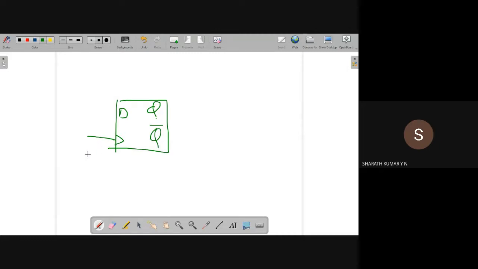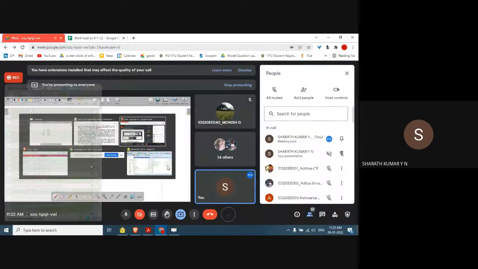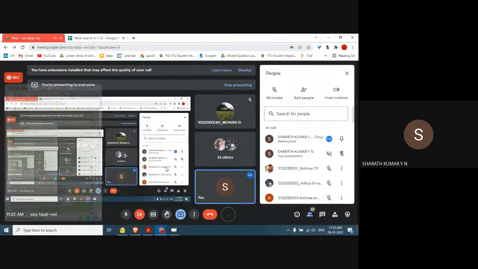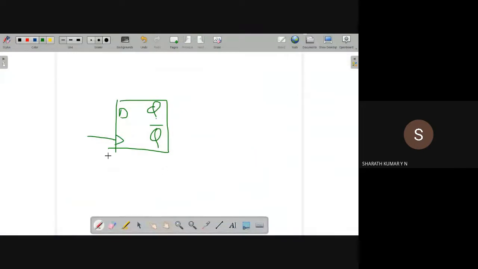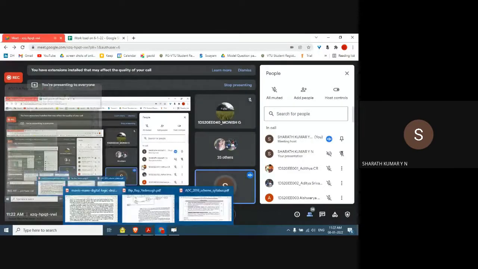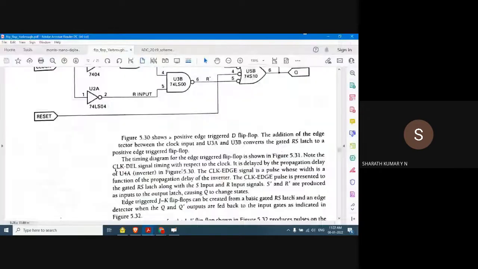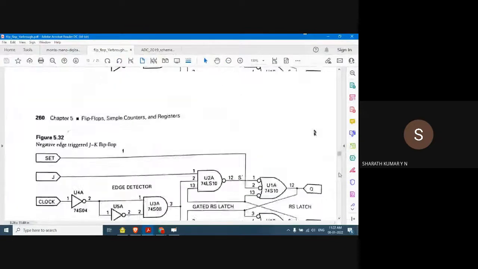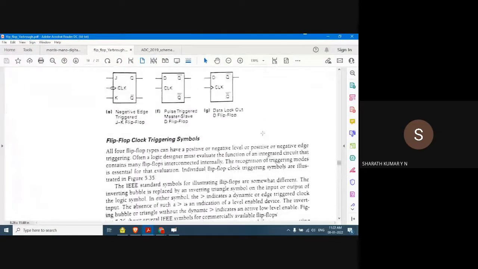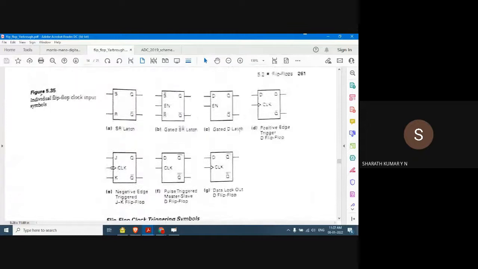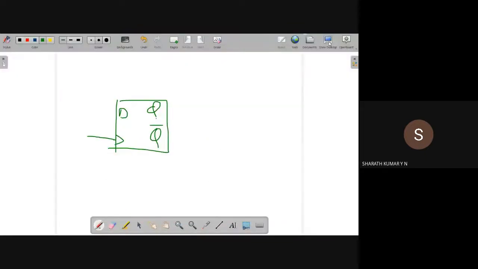So this is what is known as positive clock pulse triggered flip-flops. I'll show you that in this textbook. In these logic diagrams, the IEEE standard is shown. Not all of these are shown in the Morris Mano textbook.